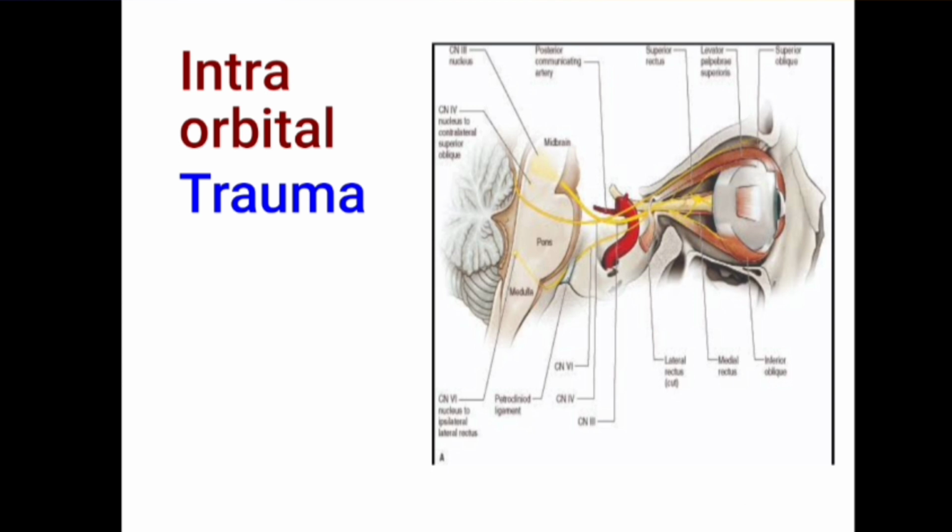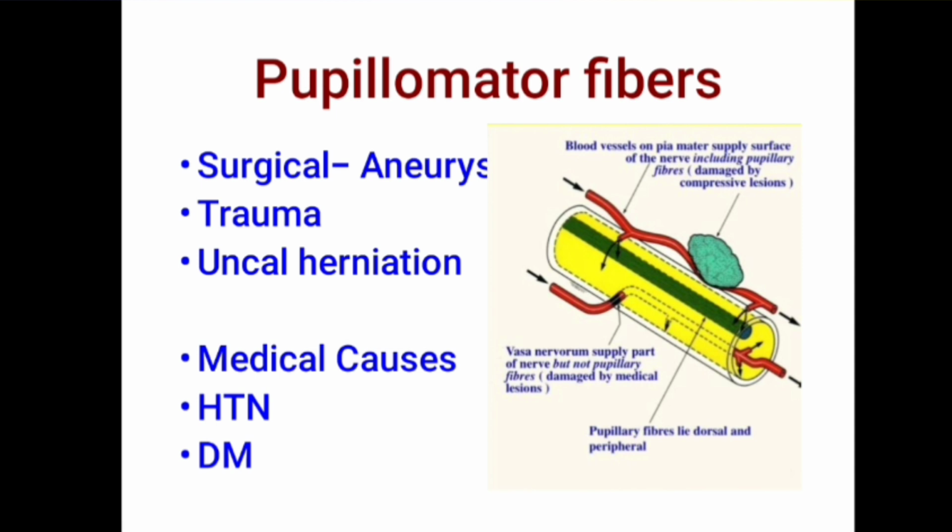So I hope you now understood how to locate the lesion according to the anatomical position of the third cranial nerve. Coming to the pupillomotor fibers, if there is involvement of the pupillomotor fibers, it will lead to pupil-involving third cranial nerve palsy, meaning that along with other signs of third cranial nerve palsy, there is involvement of the pupil also. If there is pupil-involving third nerve palsy, it means that the cause is surgical, like secondary to aneurysms, trauma or uncal herniation. If the pupil is spared, it means that it is secondary to medical causes like hypertension or diabetes.